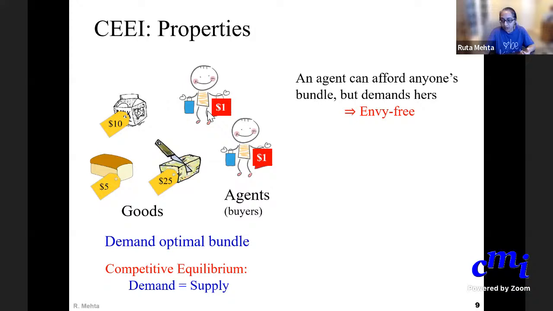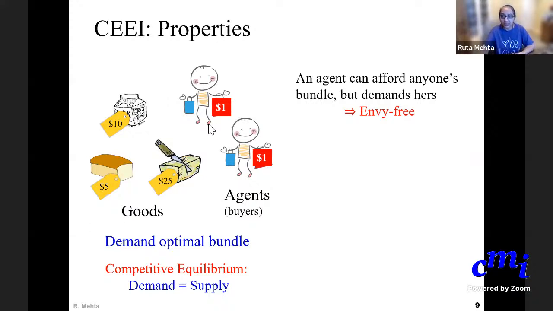Well, you have $1. I have $1. We bought what we liked. I bought what I liked, which is, let's say, bread. I could have bought your bundle because I have the same amount of money as you, but I didn't. Why? Because I like my bundle more than your bundle. That's why it's envy free.